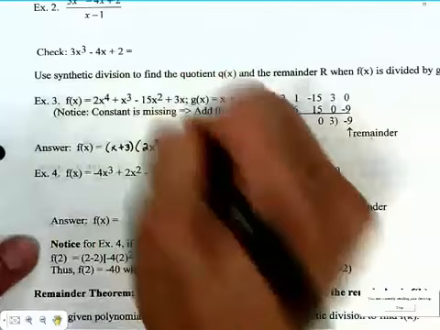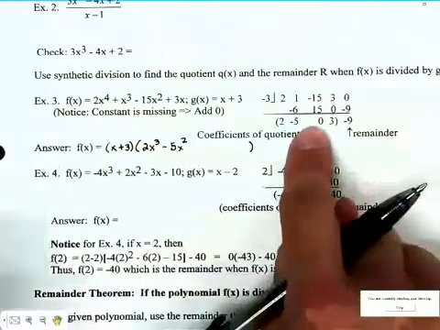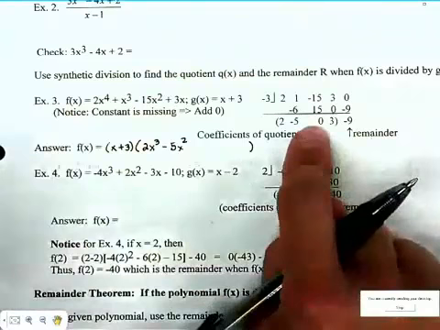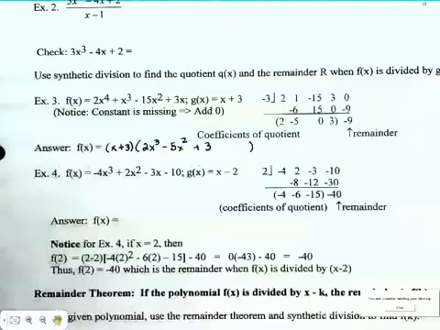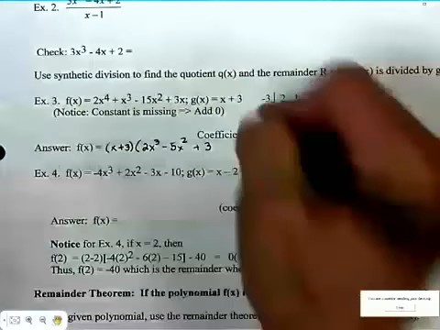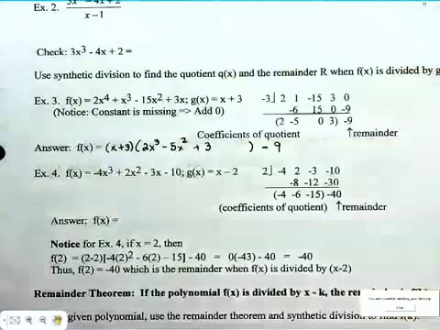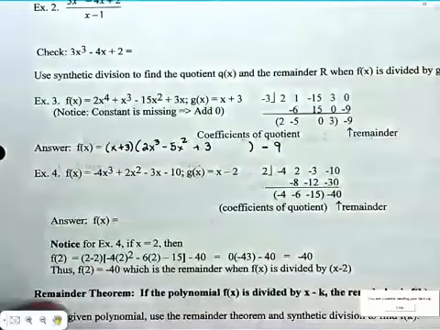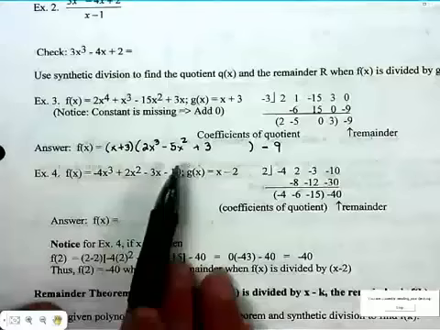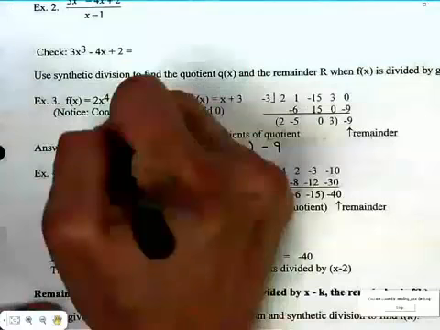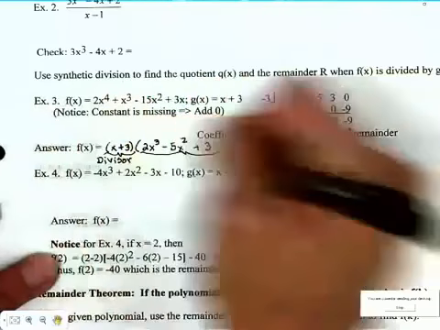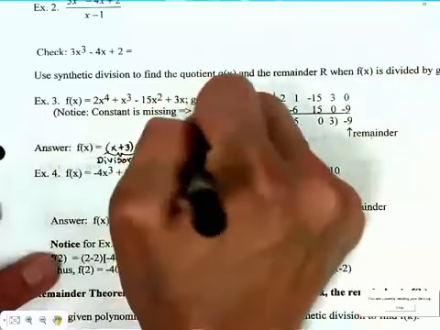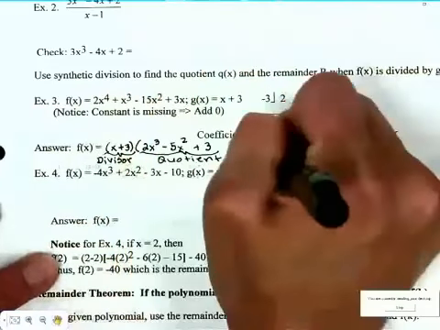You could put in plus 0x, but since you're just writing your answer here, 0x is 0, you don't have to write it down. That 3 is my constant, and then the remainder is negative 9. You could either write plus negative 9 or just minus 9, and that's how you would check your answer. And we talked about that in the first 2 examples, how you would check your answer. You multiply your divisor by the quotient, and then add your remainder.